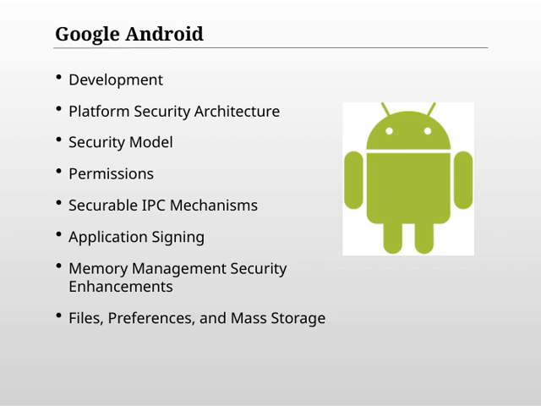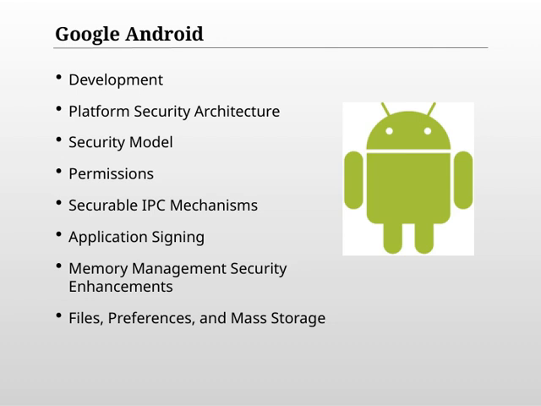Another critical aspect is the securable IPC mechanisms, which facilitate communication between different processes while maintaining strict security boundaries. This helps prevent unauthorized data access or malicious interference. Application signing is also vital. By signing apps with trusted certificates, Android verifies the authenticity and integrity of applications before they run. Memory management security enhancements form an additional layer, safeguarding against attacks that target memory vulnerabilities.